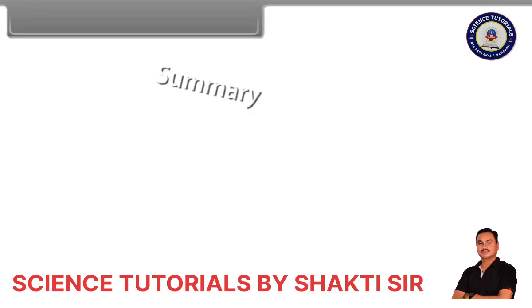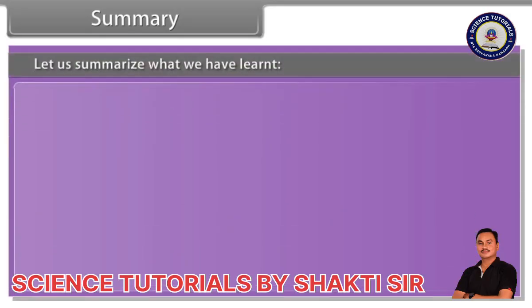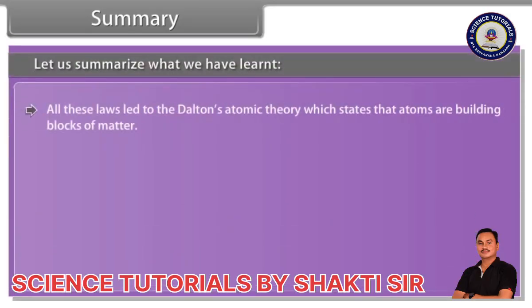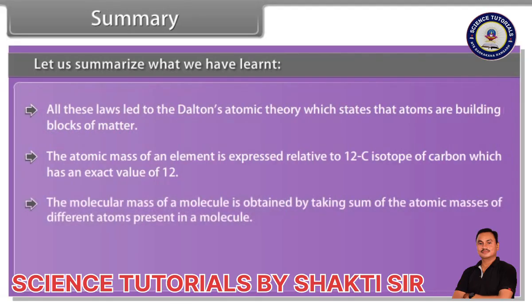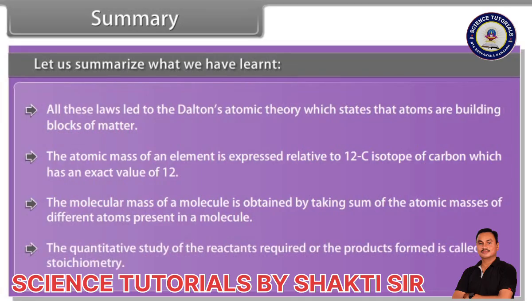Summary. Let us summarize what we have learned. All these laws led to the Dalton's atomic theory, which states that atoms are building blocks of matter. The atomic mass of an element is expressed relative to the 12C isotope of carbon, which has an exact value of 12. The molecular mass of a molecule is obtained by taking the sum of the atomic masses of different atoms present in a molecule. The quantitative study of the reactants required or the products formed is called stoichiometry.